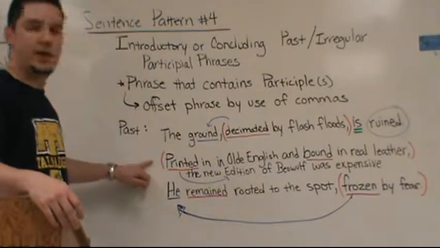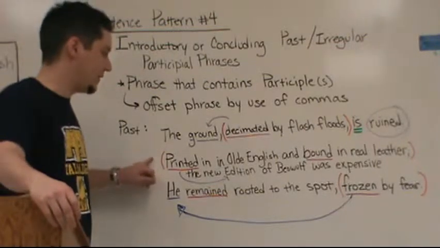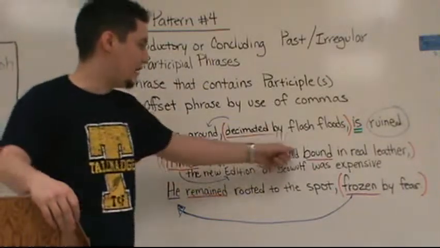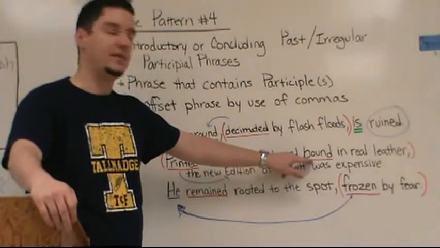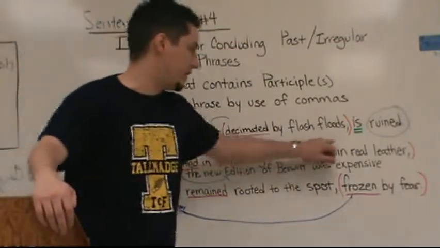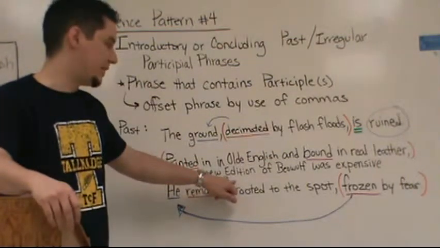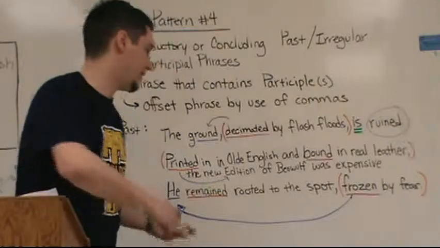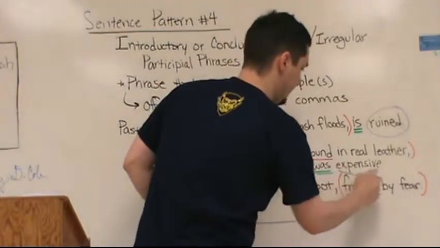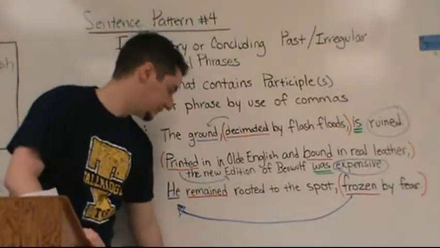Another example: printed in Old English and bound in rural leather, the new edition of Beowulf was expensive. If we look at this sentence, we actually have two of our patterns here. We have the past participle, and we have the irregular participle bound, because we've taken bind and turned it into bound in the past tense. And when we look at the function, this entire phrase, printed in Old English and bound in rural leather, is describing the new edition of Beowulf, to be specific. And we are telling the reader that it was expensive. So again, we have a linking verb and a linking verb complement adjective that's describing the edition.